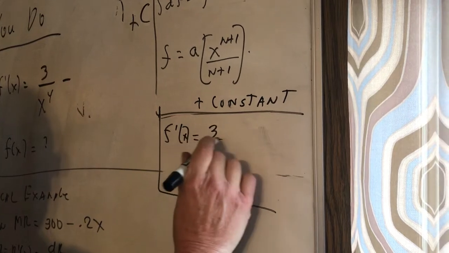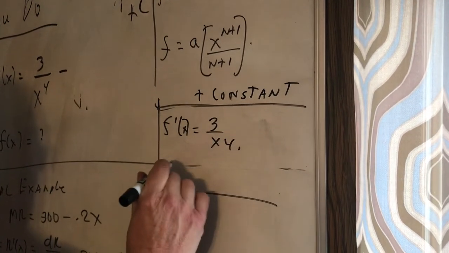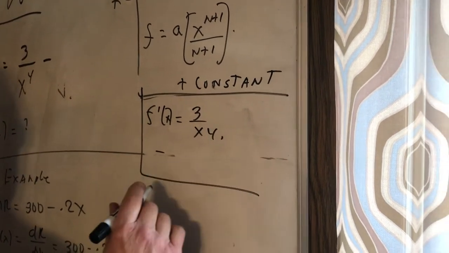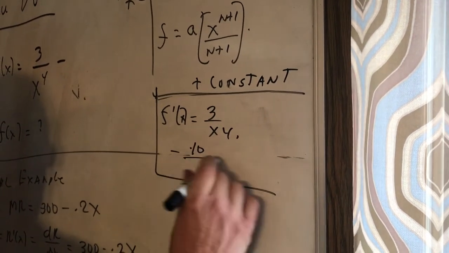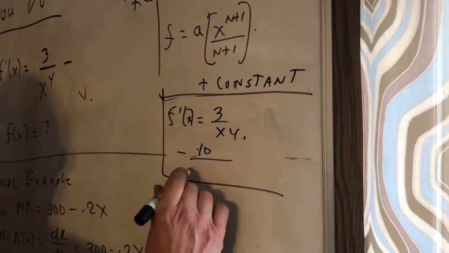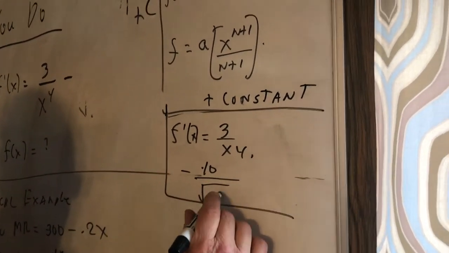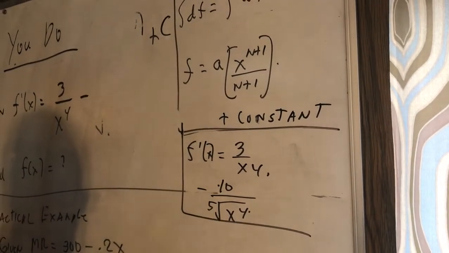It was 3 over x fourth. Was it minus 10, you remember? I don't remember what it was. Let's say 10. Is it in your notes? No, I made it up. Oh. I think it was x fourth to the fifth.